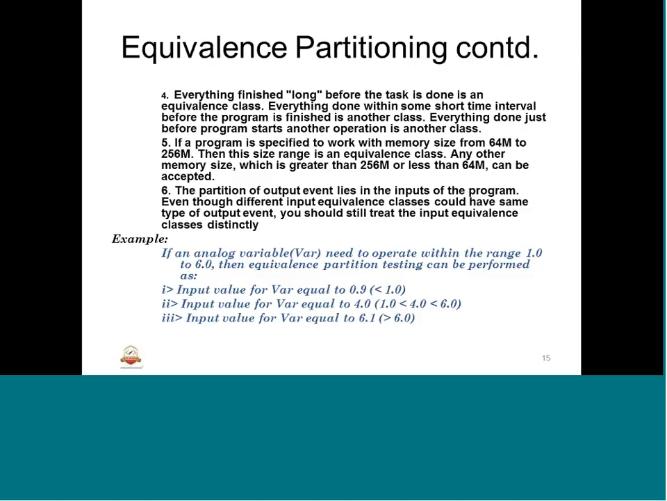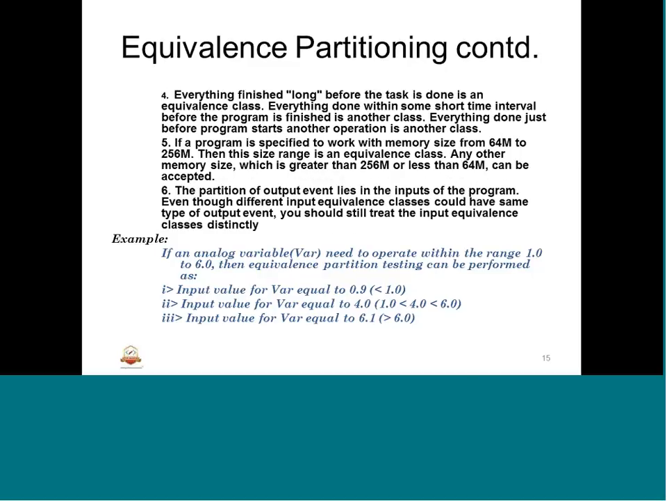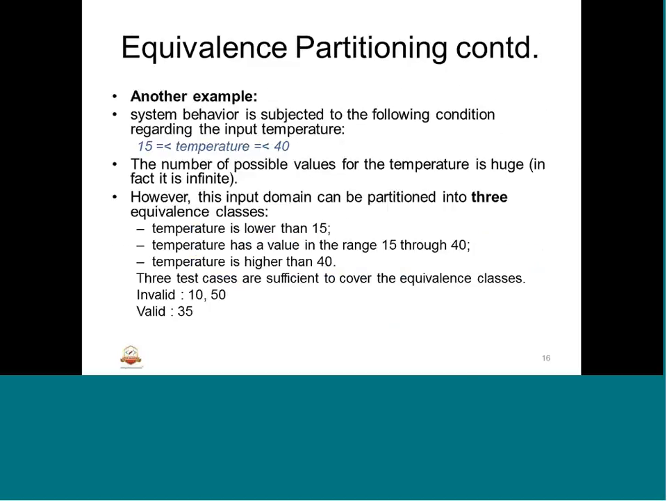So that way we can have the second set of equivalence. The third one will be input value for variable equal to 6.1, which is just outside the range, which is also an invalid class. So with the help of these guidelines, we are going to define different types of valid and invalid partitioning classes.